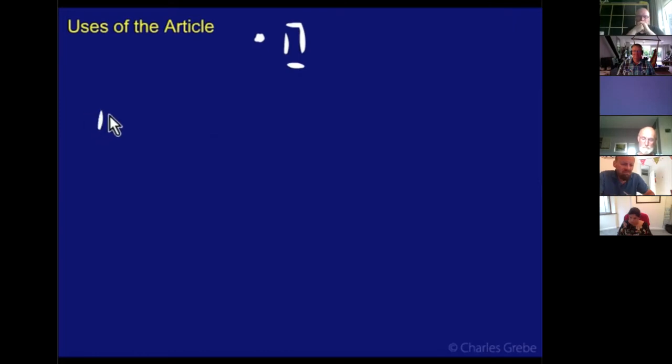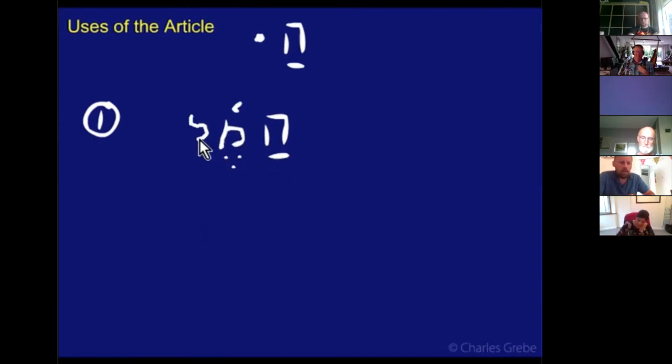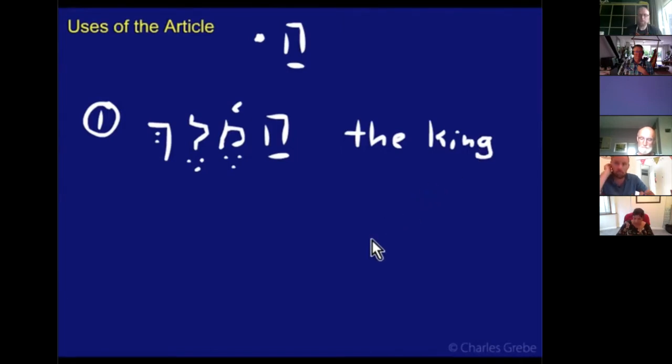The first is the basic way. A definite article specifies a noun. It tells you which noun. So if you write HaMelech, the king, HaMelech means simply the king. It specifies the king. Not any old king, but the king. Not some king, but the king. Okay, first use, common use. Number two, it can stand for the demonstrative.